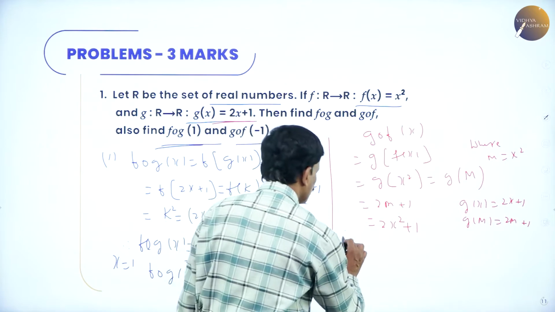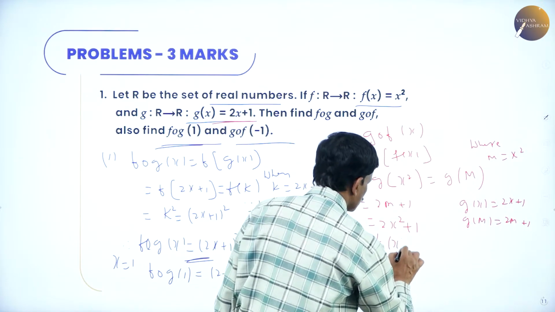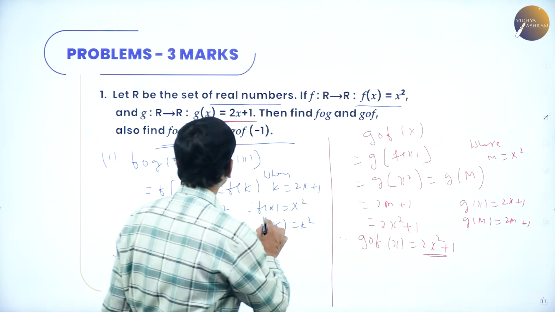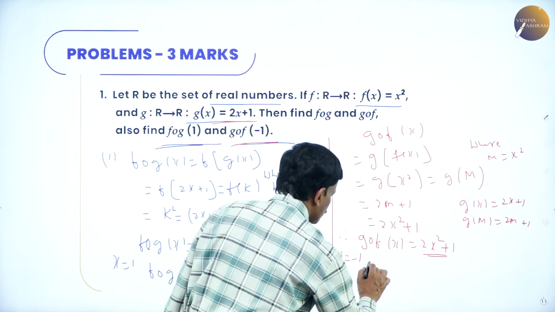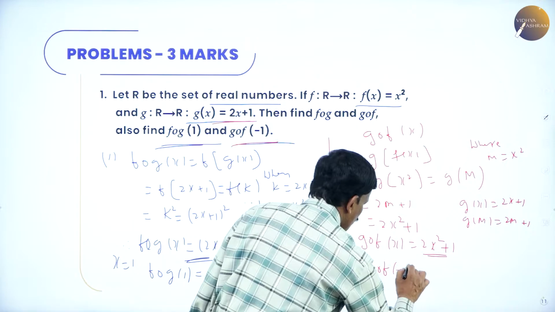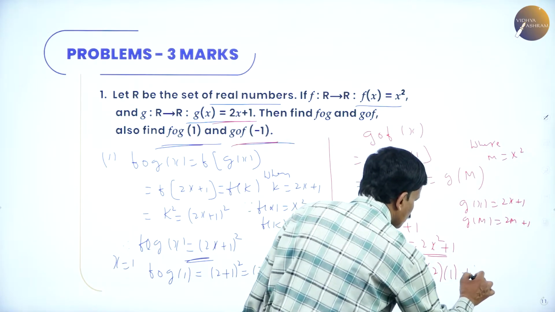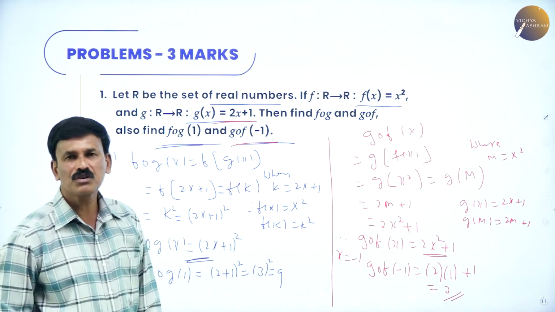Now therefore, g of f of x is equal to 2x square plus 1. Now to find out g of f of minus 1, put x is equal to minus 1. If you put x is equal to minus 1, g of f of minus 1 is equal to 2 into minus 1 square is 1, plus 1. This is equal to 3. That's it. So this is how we are going to solve the problem.